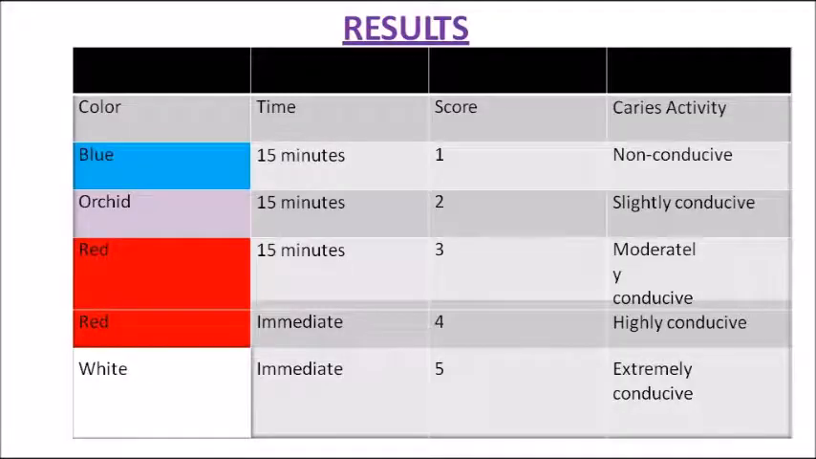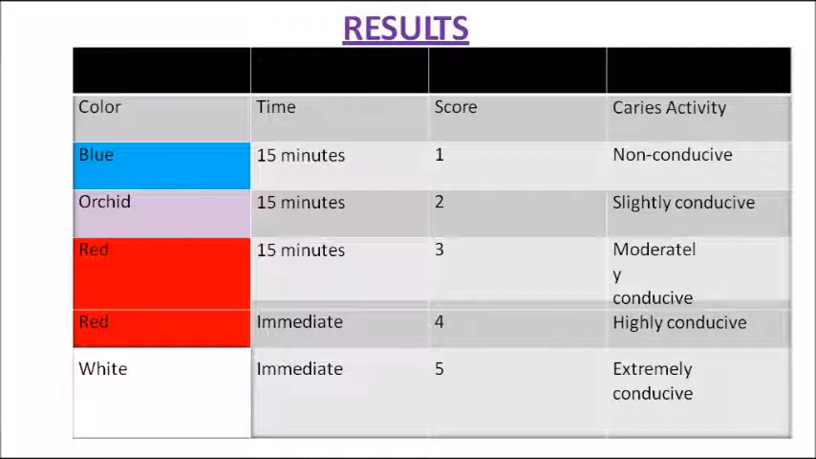If the color is still blue after 15 minutes, we give a score of 1, that is non-conducive. If it is orchid after 15 minutes, it is slightly conducive, score 2. If it is red after 15 minutes, that is 3, moderately conducive. If it is immediately red, we give a 4, highly conducive.